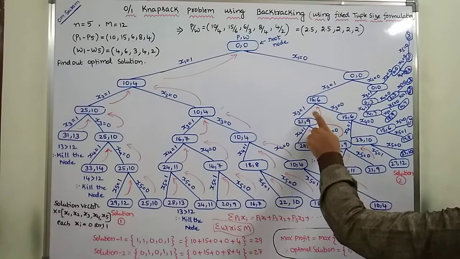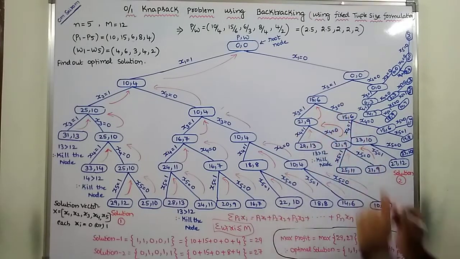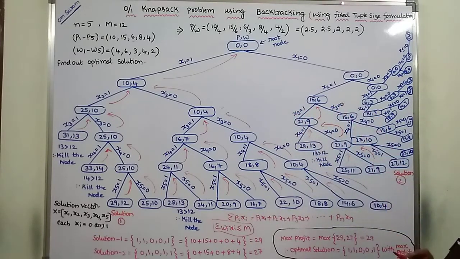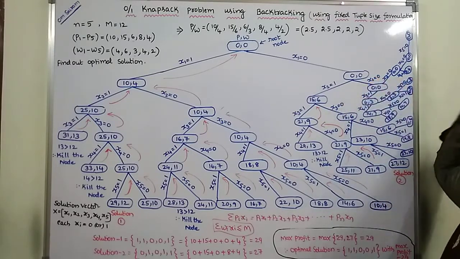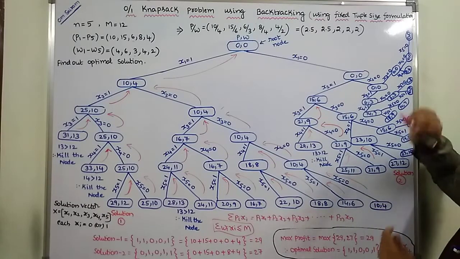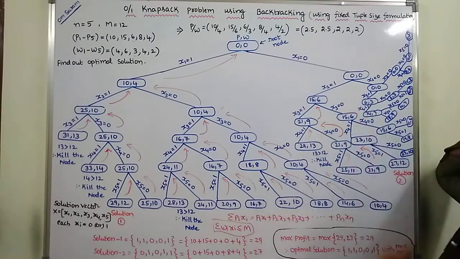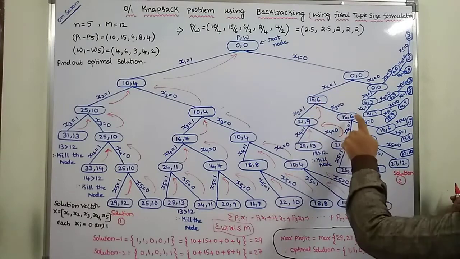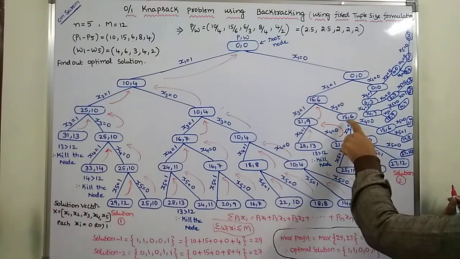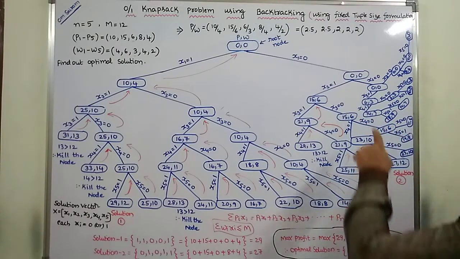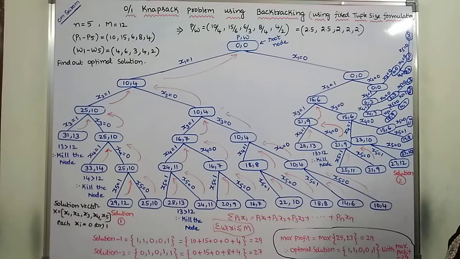Another choice is x suffix 3 is equal to 1. Now we go for x suffix 3 is equal to 0, which means the third object is not considered. Whenever the third object is not considered, the same p comma w values are there. So that is 15 comma 6. Here 6 is less than or equal to 12. Condition true, so we have to extend that node.